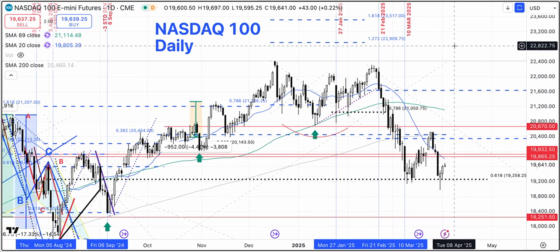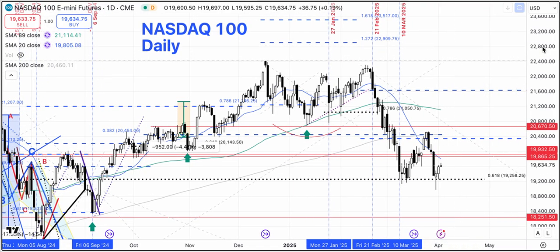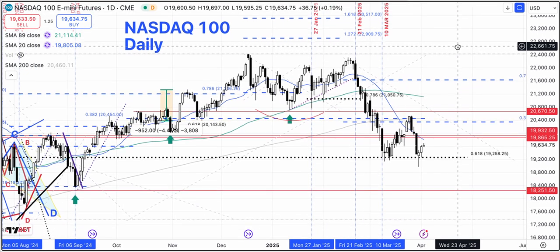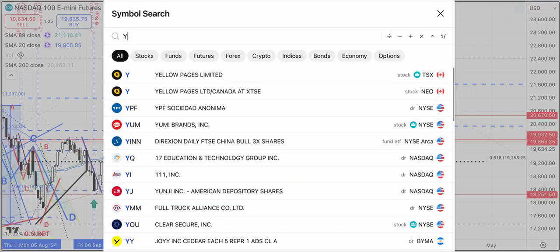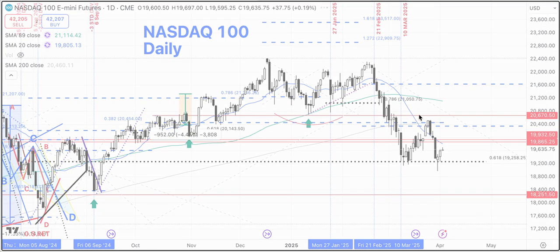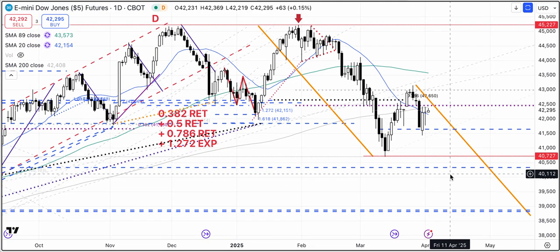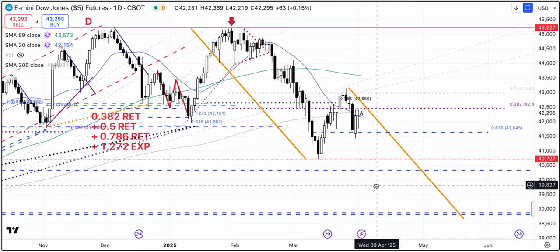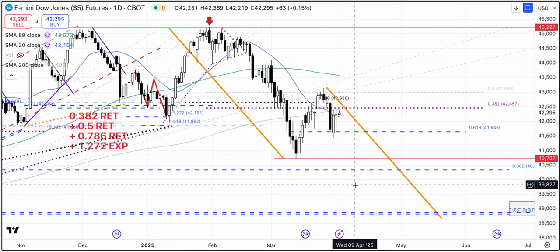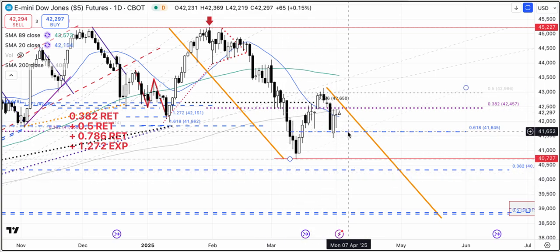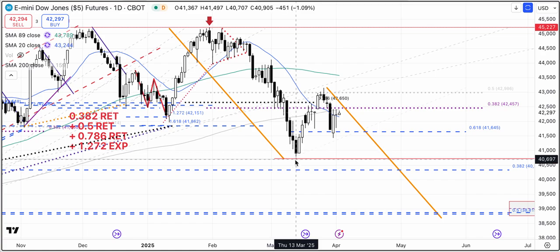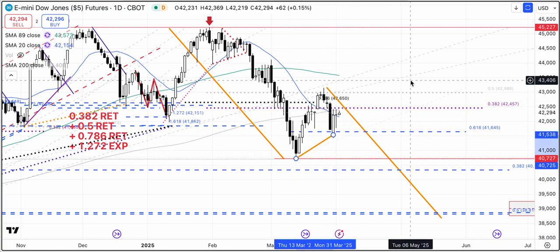So tomorrow, 2nd of April, is when the tariffs will come into effect, so it's going to be an interesting trading day to watch from a price action perspective. Now let's take a look at the YM, which is the Dow Jones, and in Dow Jones you can see that, in fact, this is one of the better performing US stock indices, and this one actually held this 61.8% retracement with respect to the 13th of March low.